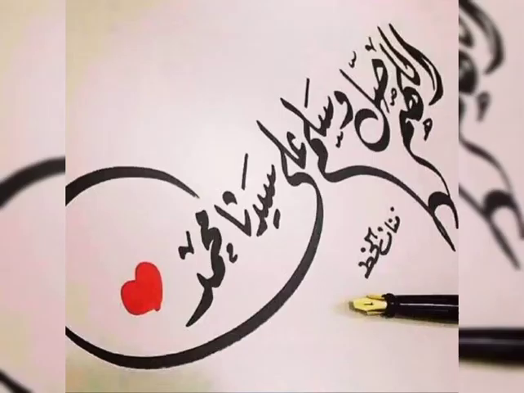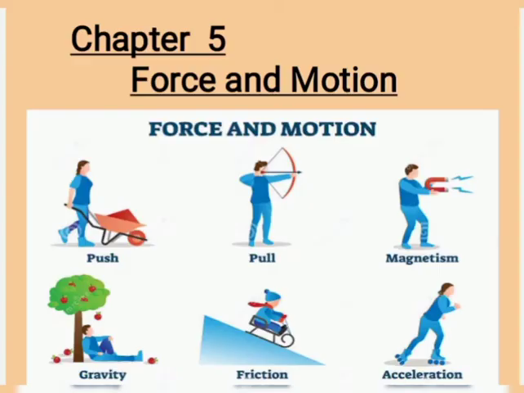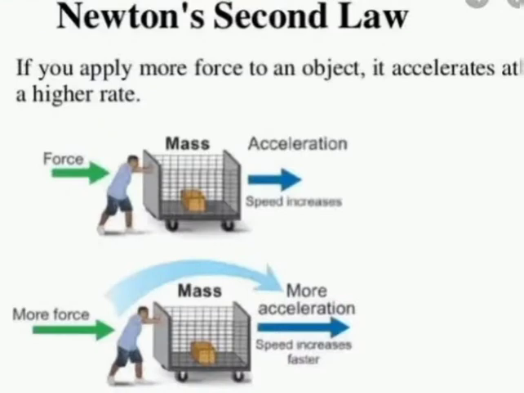Kindly recite Durud Pak. Today I will discuss Newton's second and third law of motion of chapter number 5, force and motion. Newton's second law of motion statement: when a force acts on an object, it produces acceleration in the object in its own direction. This acceleration is directly proportional to the magnitude of the force and inversely proportional to the mass of the object.